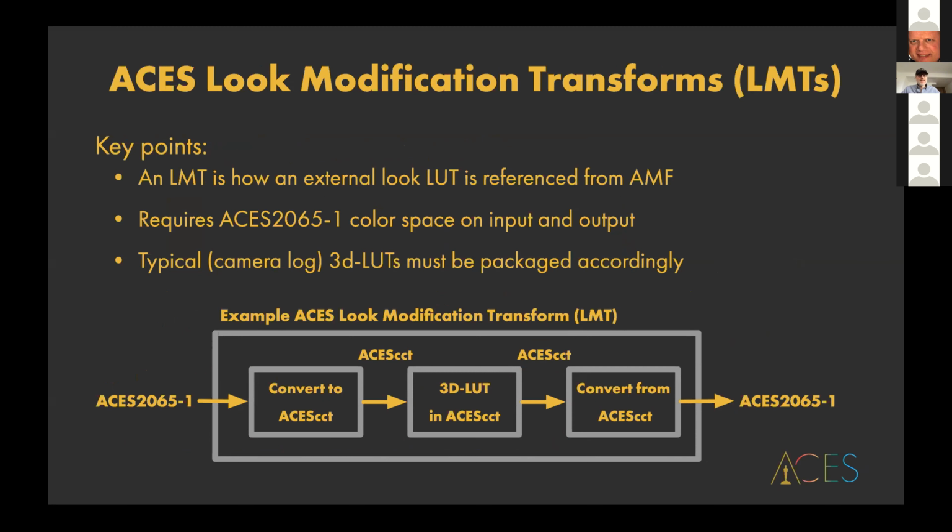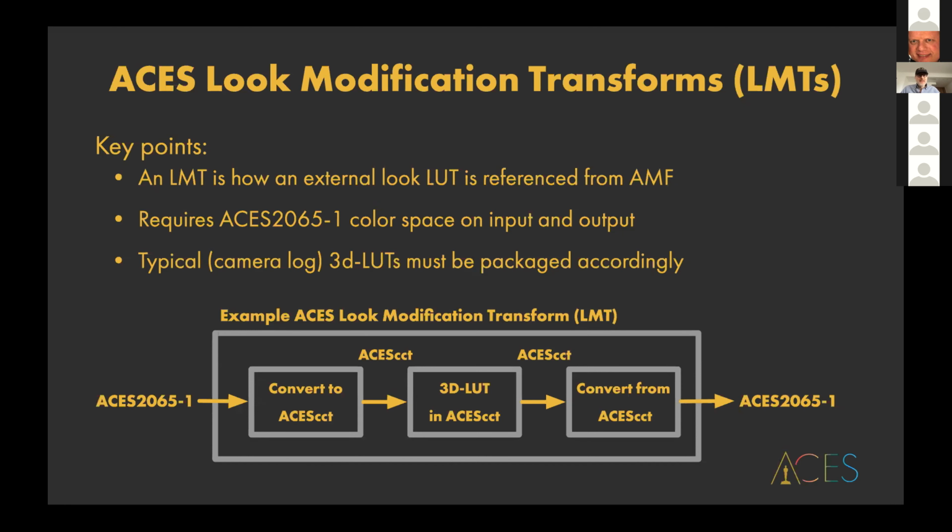So the LMT is how an external looklet is referenced from an AMF file. One of the interesting things about it is that it requires ACES 2065 color space on input and output. The reason for that is to reduce a problem that many of you have run into, where you're collaborating with other people or other facilities, and you receive a looklet, but you're not sure what color space it's supposed to be applied in. And of course, that's critical to getting reproducible results. So with an LMT, it's always ACES 2065-1.